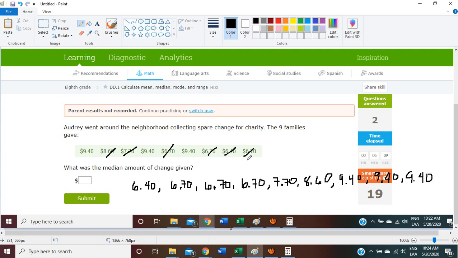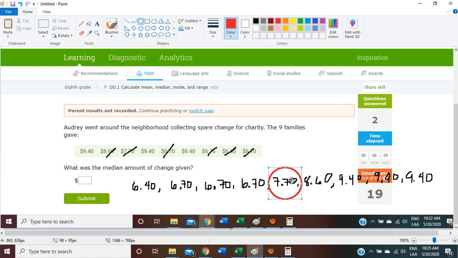Okay, so how many numbers do we have? 1, 2, 3, 4, 5, 6, 7, 8, and 9. So the one that is going to be in the middle is going to be the 5th number. Okay, so 1, 2, 3, 4. This is the one that is right in the middle. Because there are 4 on the left, 4 on the right, and the one that is right in the middle is $7.70. Okay, so this is our median.